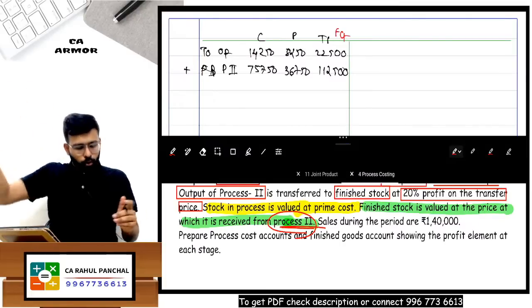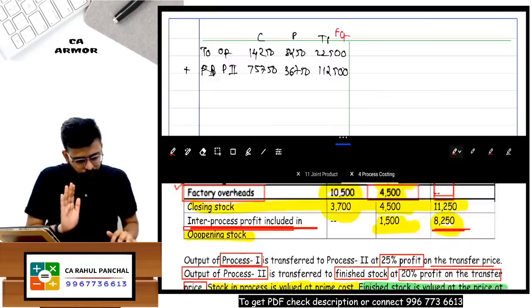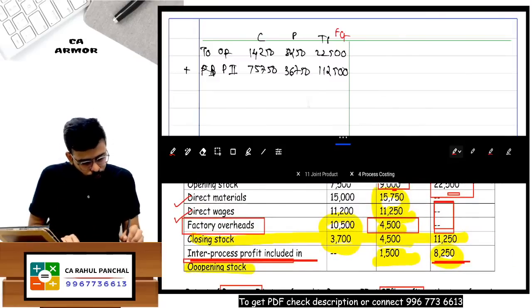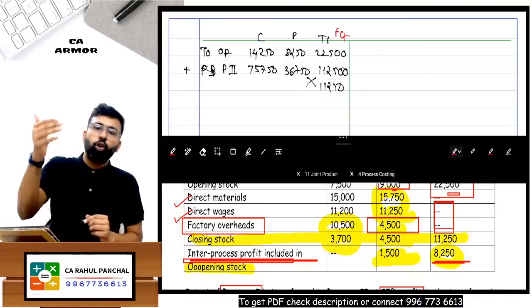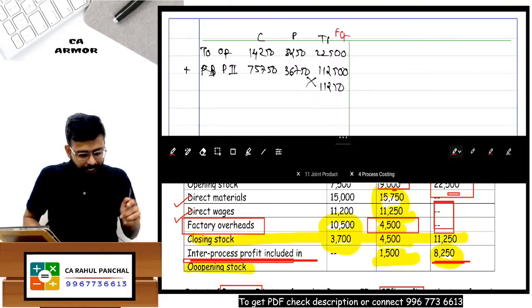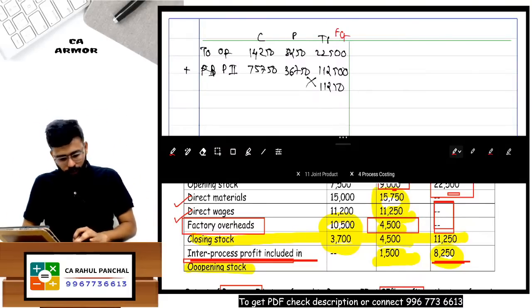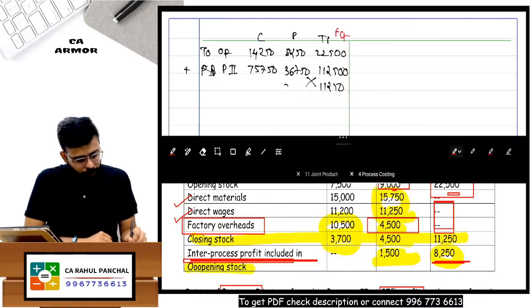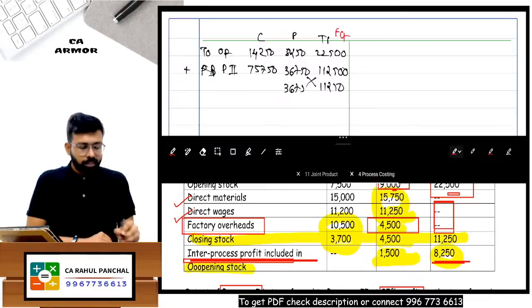Because opening stock is sold, I will simply do this. It means finished goods is valued at process 2. So 11250, I will directly cross multiply. I will not take the total of opening plus process 2 and then cross multiply. I will do it here itself: 11250 into 36750 divided by 112500. It will come to 3675. Please understand, this is closing stock.